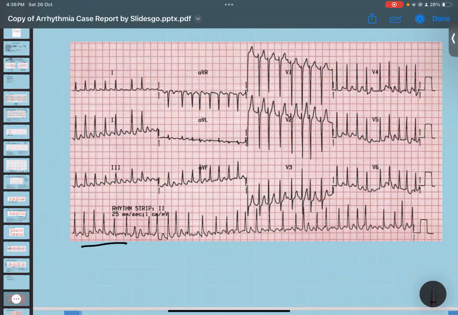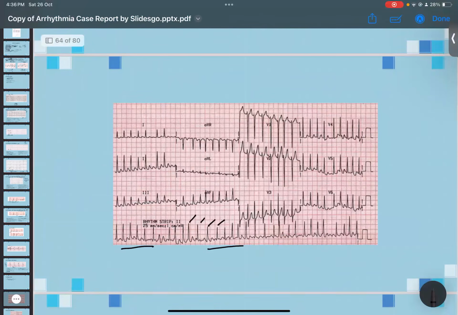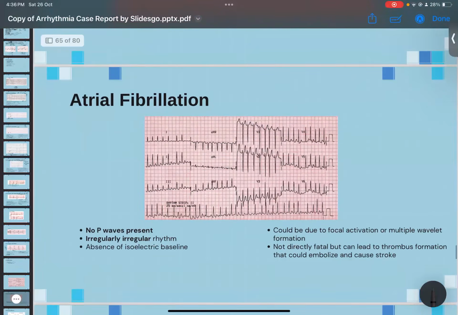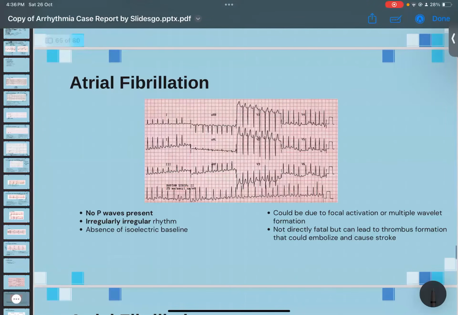Literally no P waves. There's no identifiable P wave. You just have multiple QRS complexes, no identifiable P wave whatsoever, and loss of isoelectric lines as well. This is in terms of atrial fibrillation. So there's no P wave present.